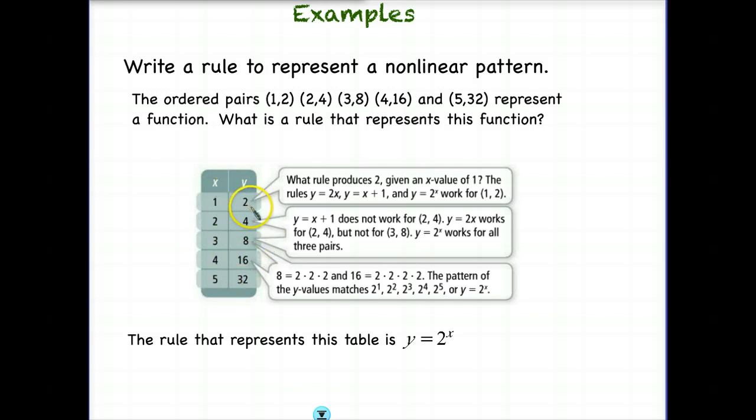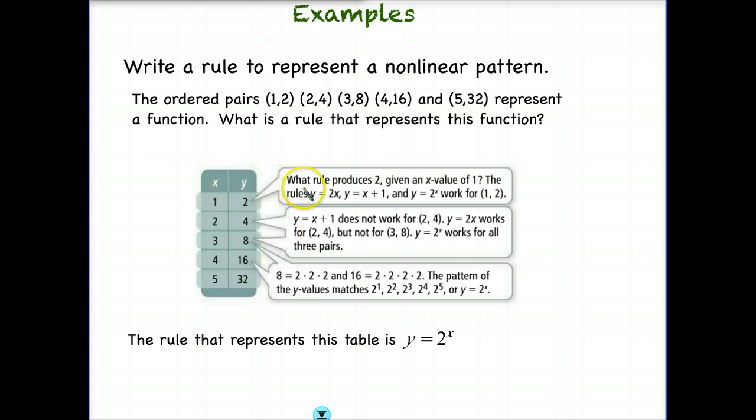And then on the y-axis, though, look at this difference. So we go from 2 to 4, that's a difference of 2. We go from 4 to 8, that's a difference of 4. 8 to 16 is a difference of 8, and 16 to 32, a difference of 16. So it's definitely nonlinear.